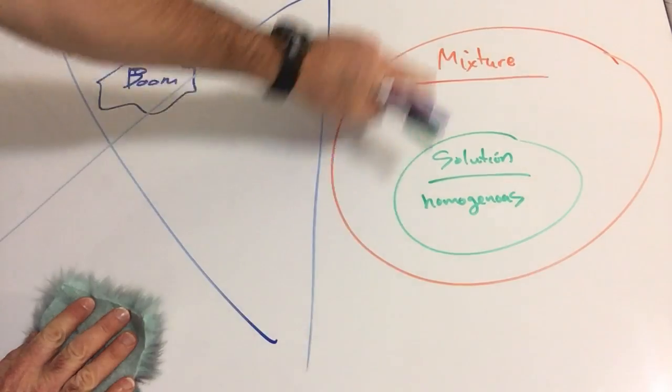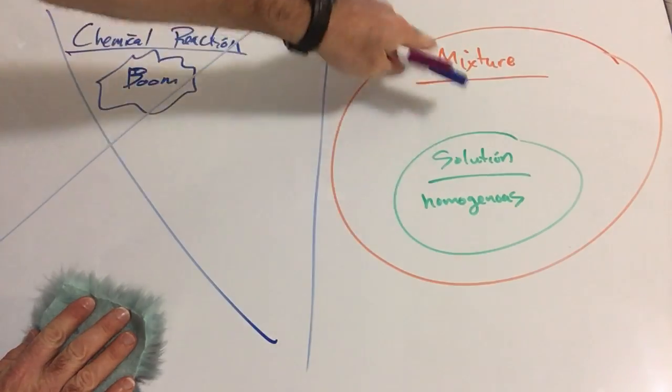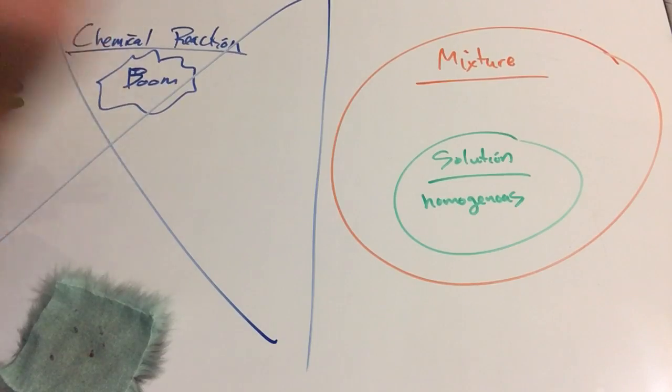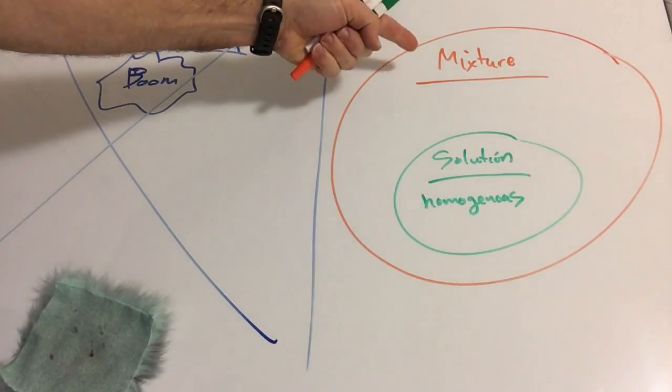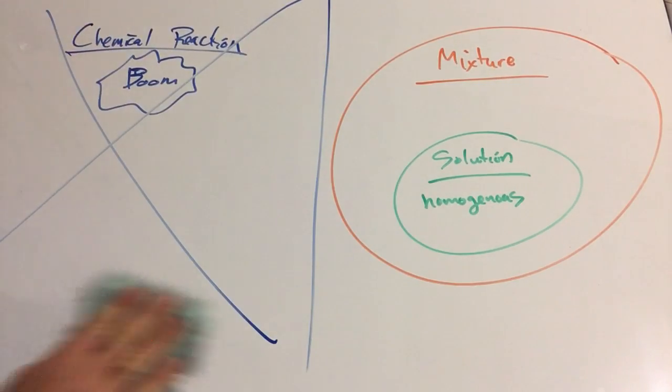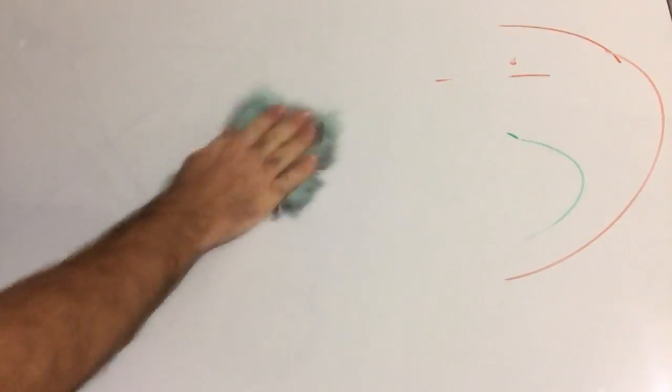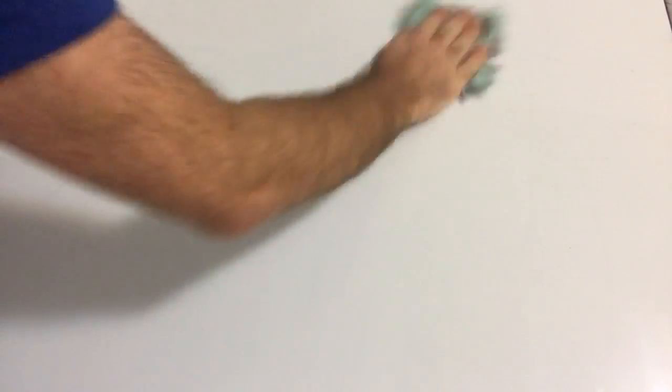Okay, so how they're similar, they are both junk that doesn't go boom. How they're different, solution is homogeneous, the same throughout. A mixture has different areas of different concentrations. Okay. So I consider mixture and solution now done.